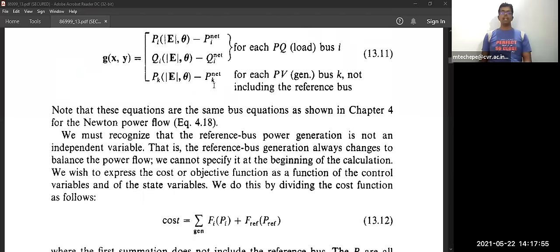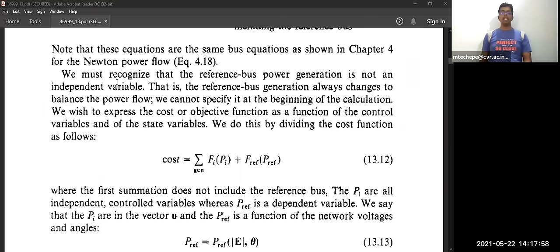Next, we must recognize that reference power bus is not an independent variable. That is, reference bus generation always changes to balance the power flow. We can't specify it at the beginning of the calculation. We wish to express the cost or objective function as a function of control variables as well as state variables. So that's why we are dividing the cost function as follows.